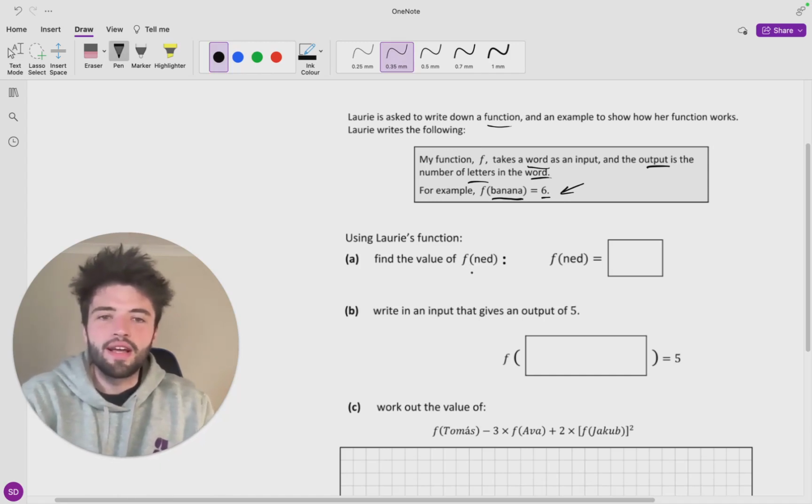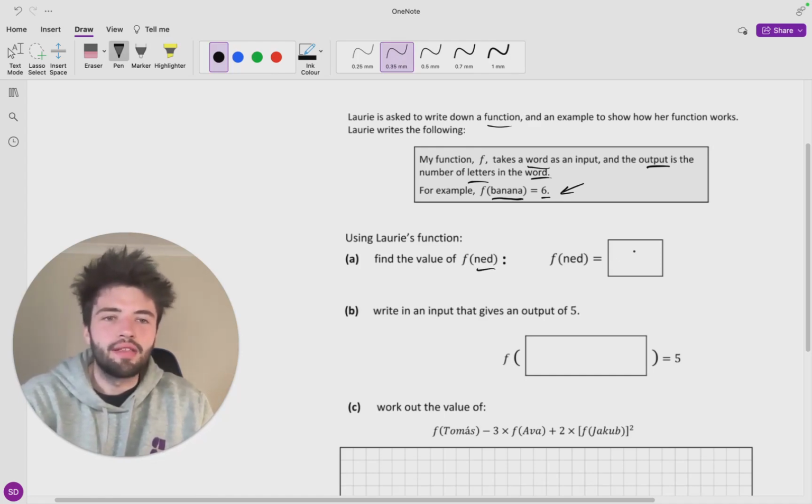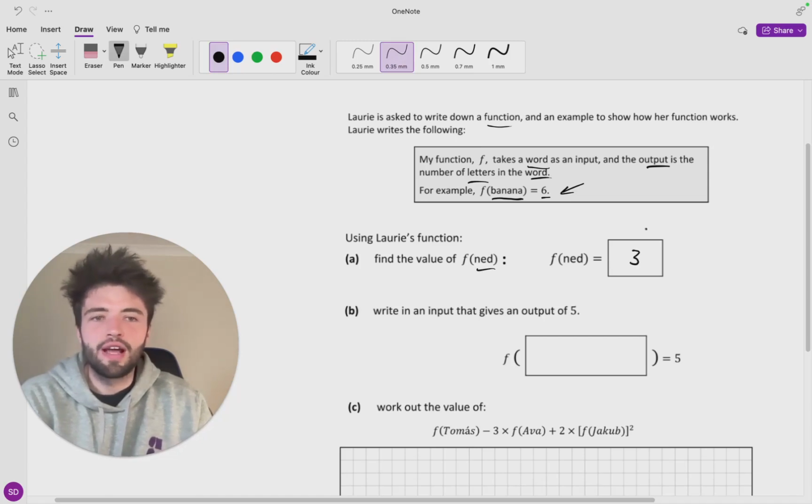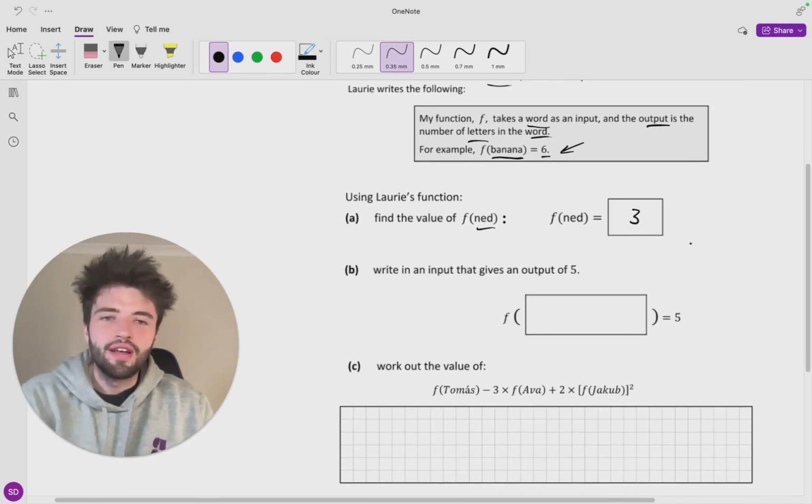And we're asked for part A to use Laurie's function to find the length of the word Ned. So we just need to count the letters for the output, and the output is going to be 3 because there are 3 letters in Ned. So that's going to be it for part A, so hopefully nothing too intimidating about that.